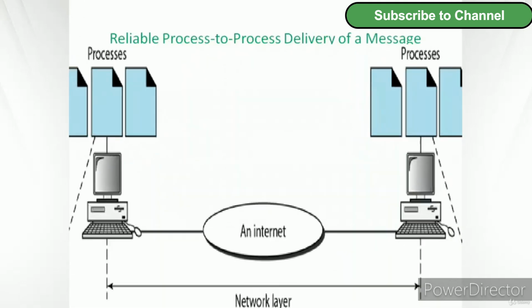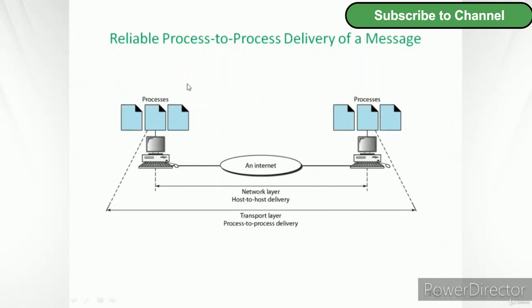Now, next one, the same thing: reliable process to process delivery of the messages. You can see this one is the sender and this one is the receiver, or this computer communicates with this one. As we know, so many processes are running on this computer at the same time. Here they are connected by the internet, one computer communicates with the other computer through the internet, and at the network layer, host to host delivery is there.